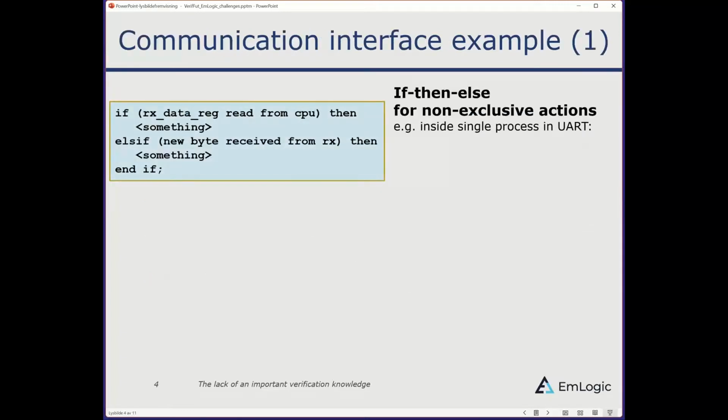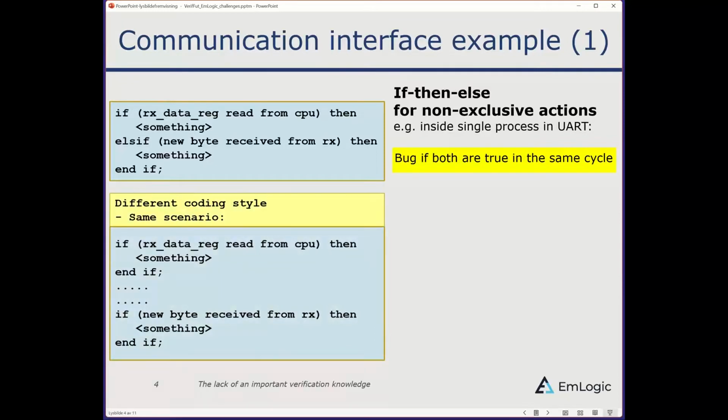So let's look at this communication interface example. This is code here, but you probably understand it's pseudocode. If the CPU is reading the RX data register, then you do something. Else, if you have a new byte received from your RX, then you do something. This is an if and else for non-exclusive actions, which means we have a bug if both of these are true in the same cycle. Of course, you wouldn't write it like this, because you see immediately that this will result in problems.